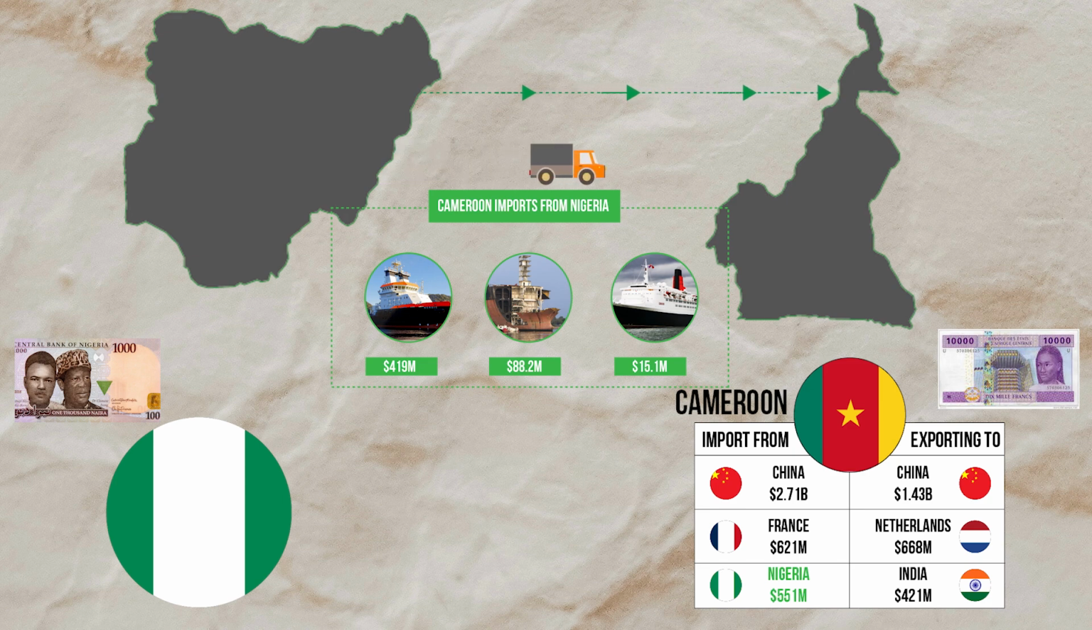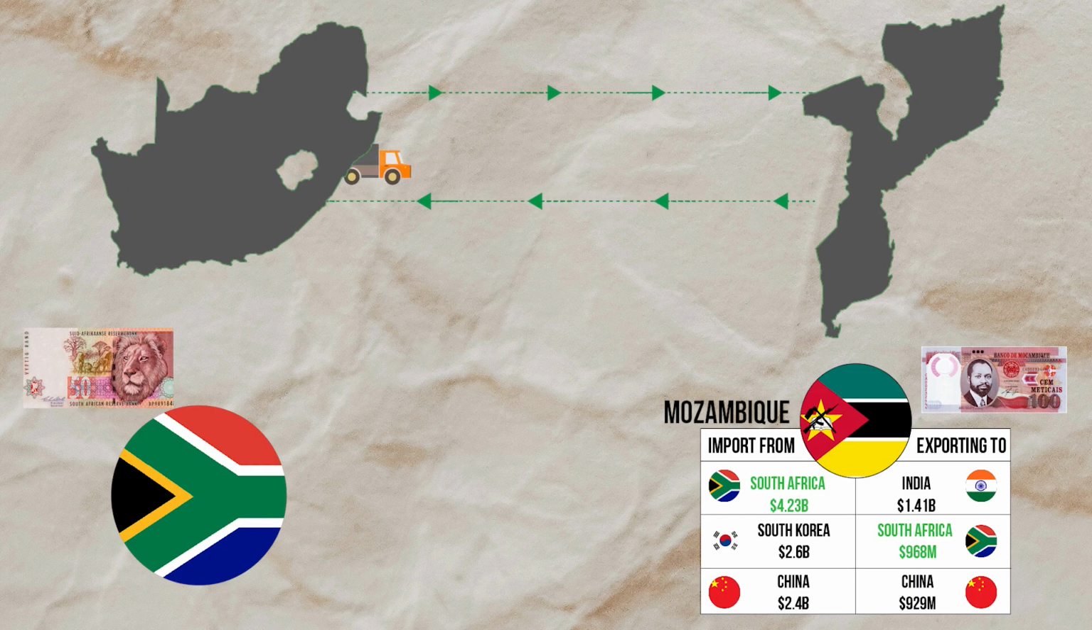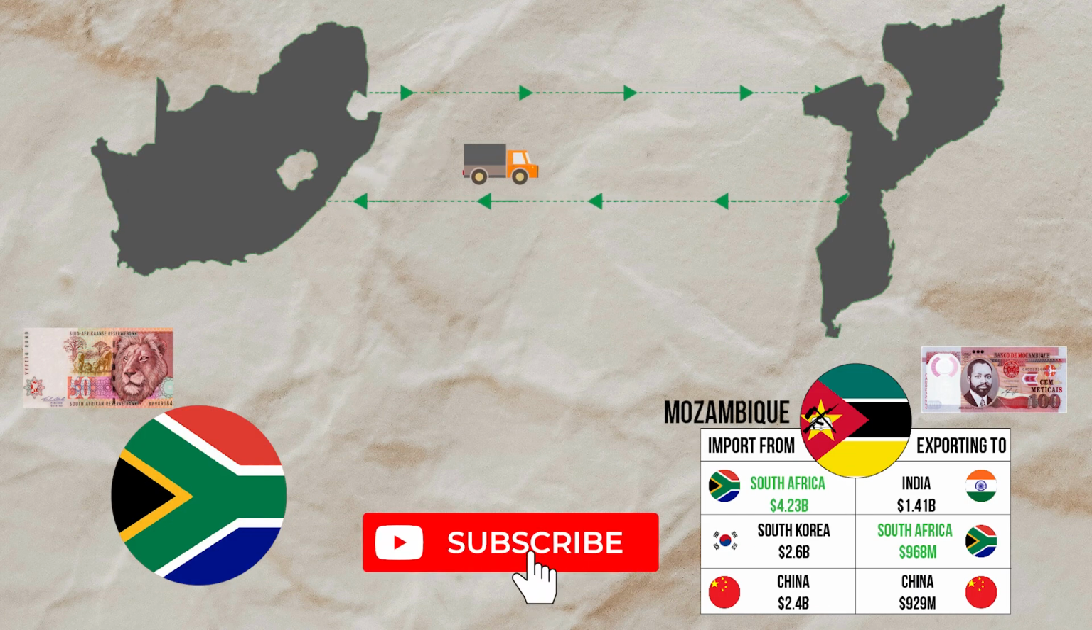In 2021, Cameroon imported $551 million worth of goods from Nigeria. It was mainly special purpose ships for around $419 million, scrap vessels for $88.2 million, and passenger and cargo ships for an estimated $15.1 million. Coming up next is Mozambique and South Africa.